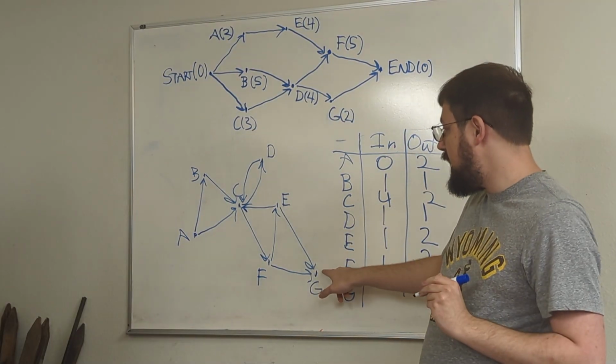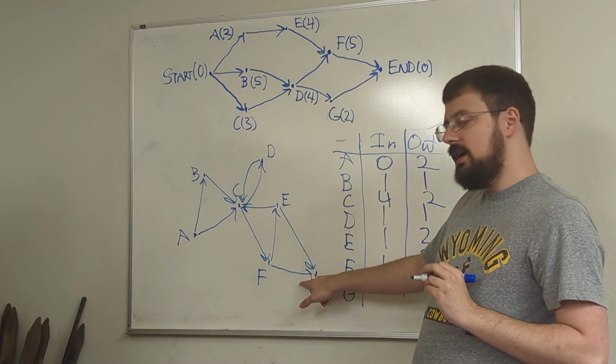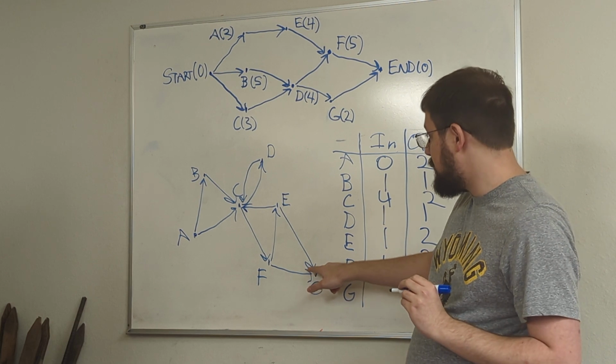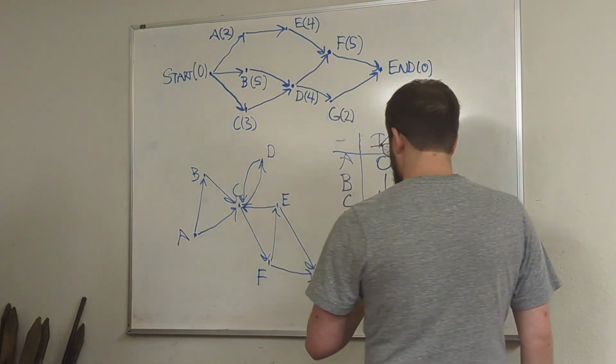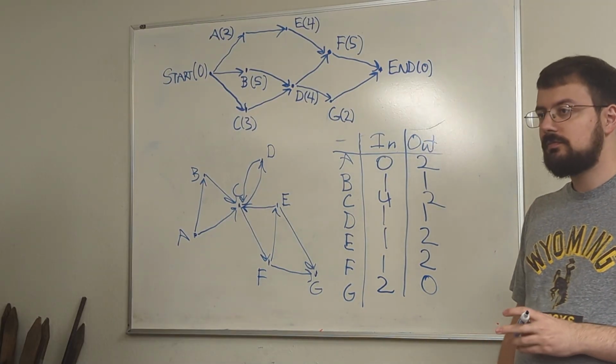And then G, we have in degree of 2 because we've got 2 arrows pointing to it, and out degree of 0 because no arrows are pointing away from it.